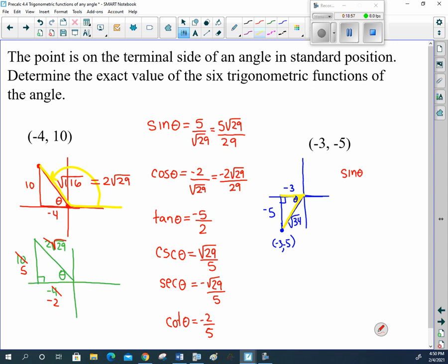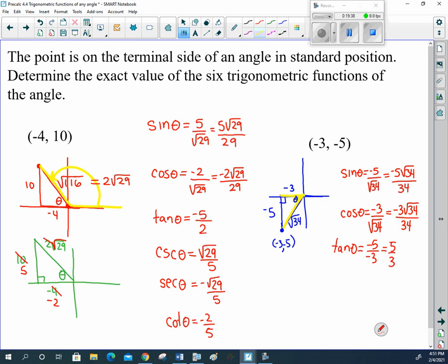So sine theta is negative 5 over the square root of 34. We're going to rationalize that, and we get negative 5 root 34 over 34. Cosine theta is the adjacent side, so that's a negative 3 over the hypotenuse. Rationalize that, and it's negative 3 square root of 34 over 34. Tangent theta is opposite over adjacent, and so that's going to be a positive 5/3.